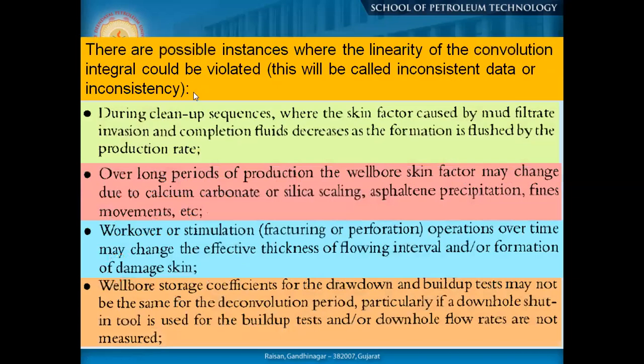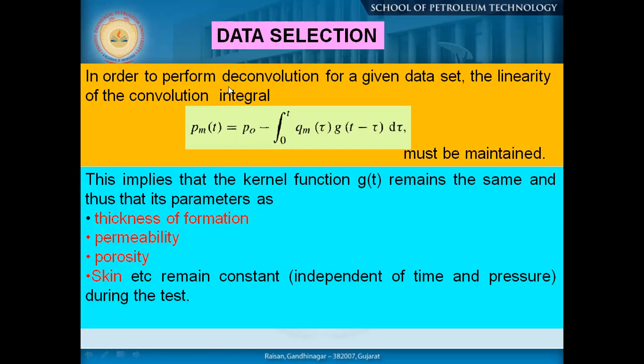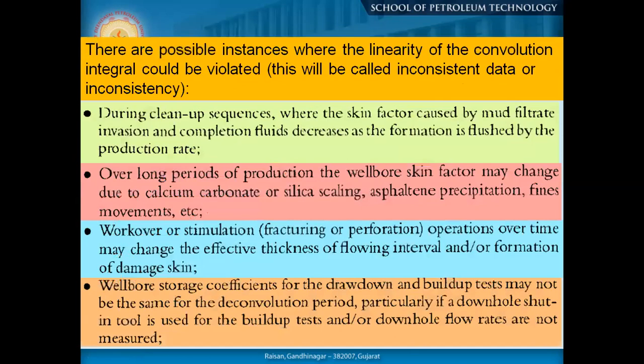So there are possible instances where the linearity of the convolution integral could be violated. If I just go back, you see the data. We are considering these parameters to be linear, meaning depending on the variation, we should linearize them when we are performing the deconvolution. But there are many ways problems may occur. I'll read out the points so it will be easy to understand the different instances which could violate the linearization or cause inconsistency of your data.